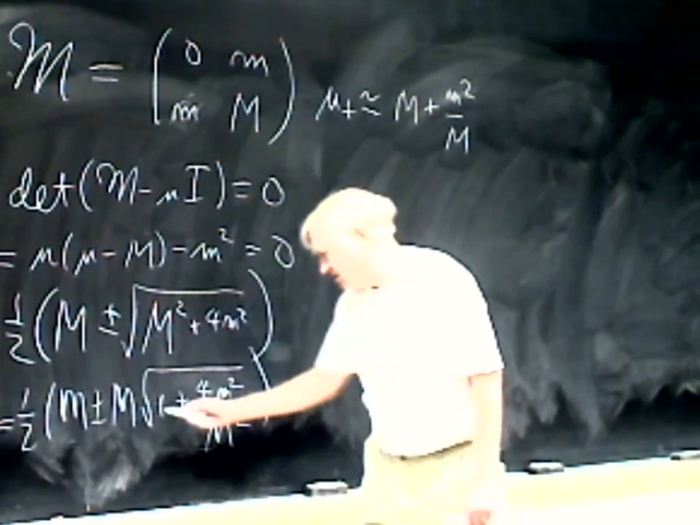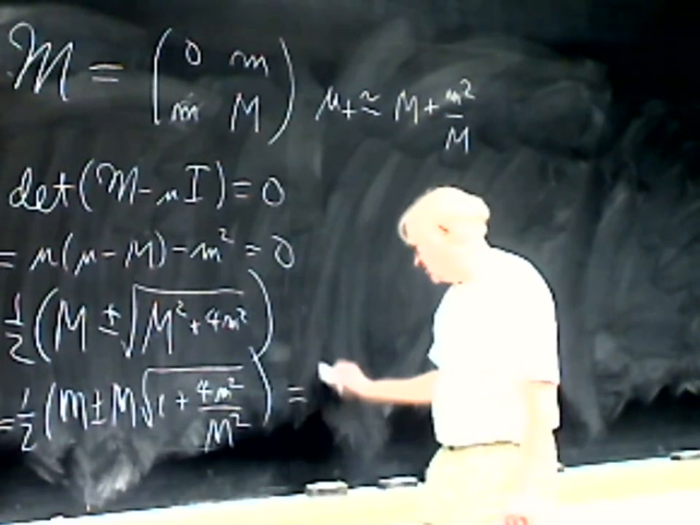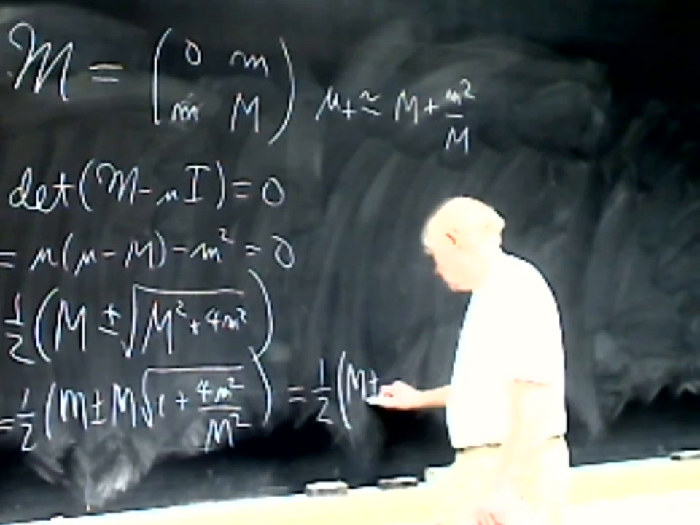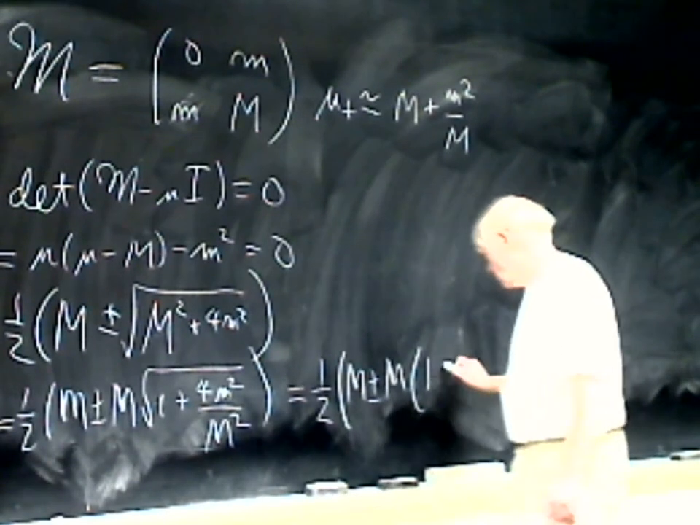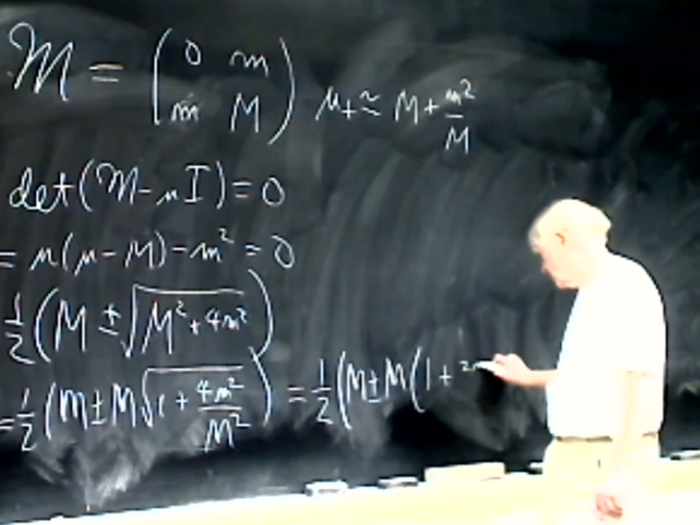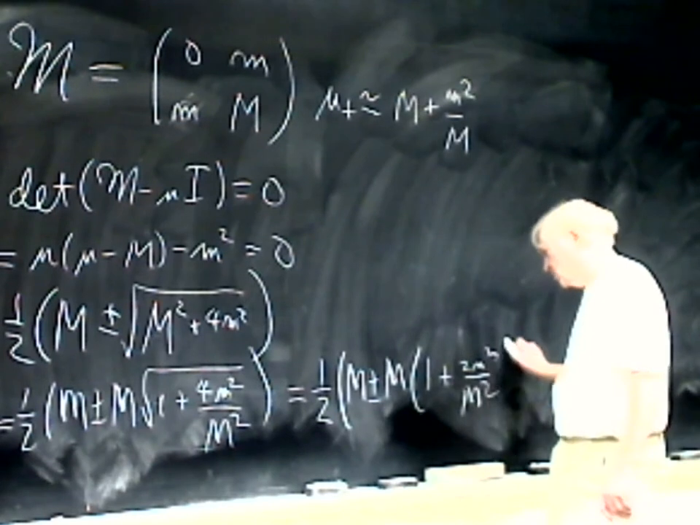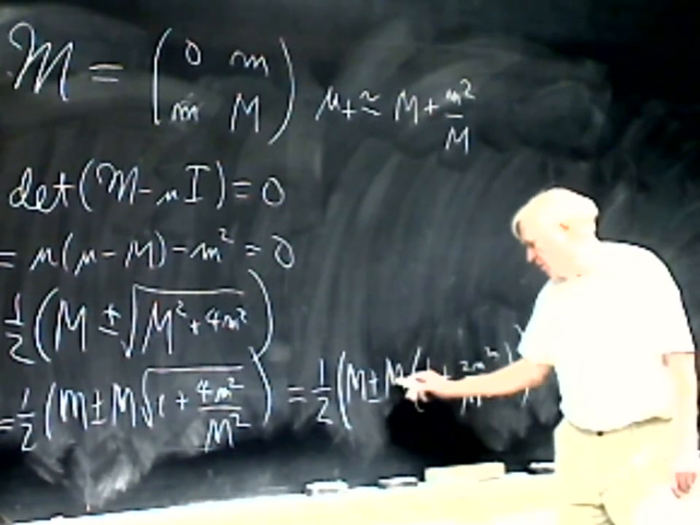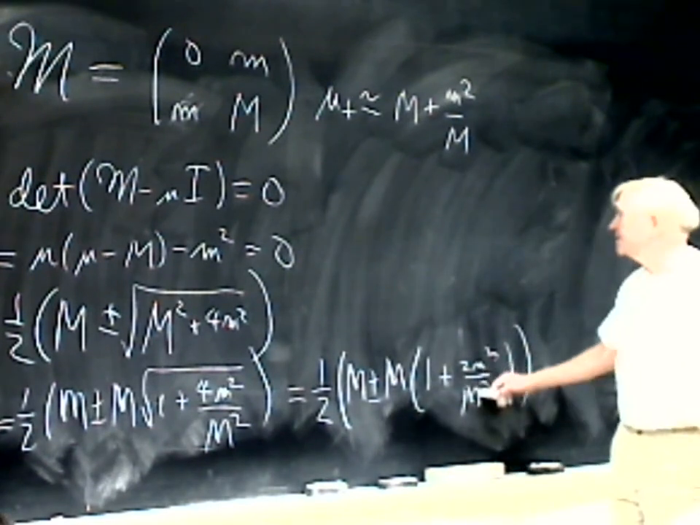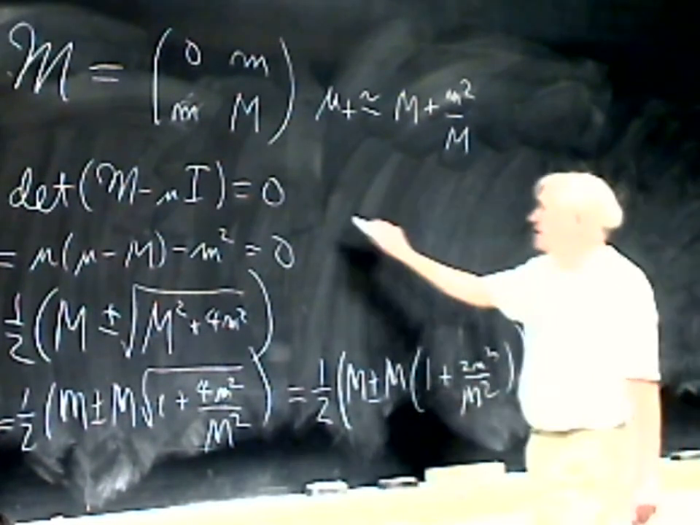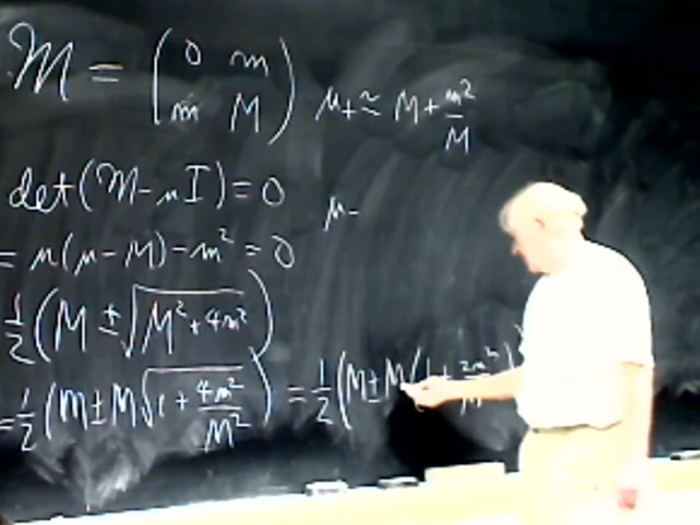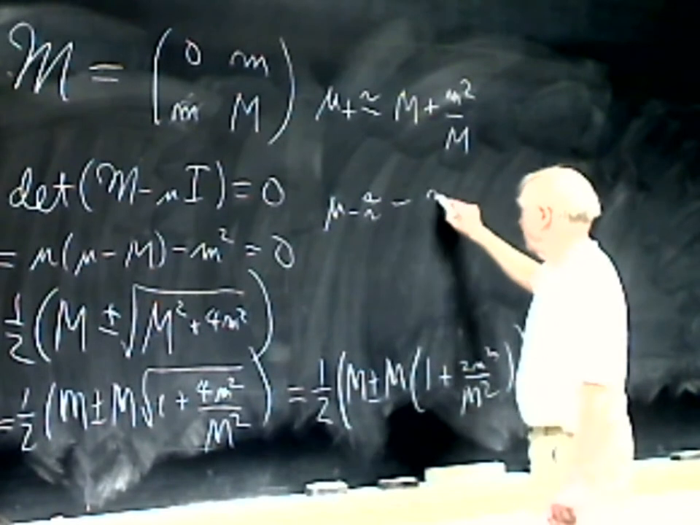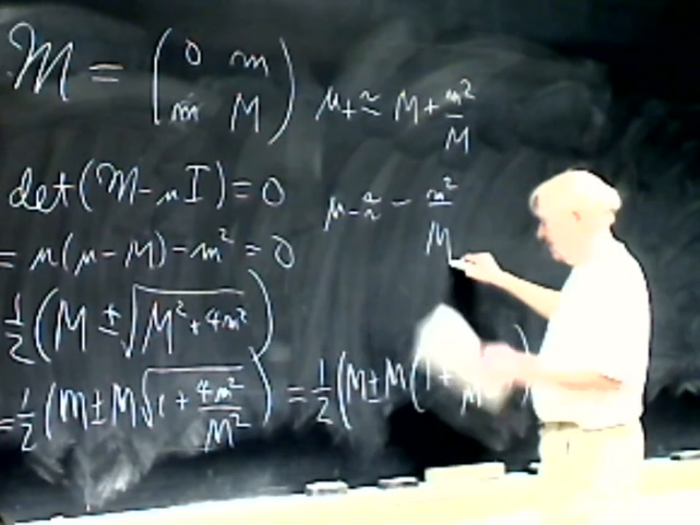So we get 1/2 (M plus or minus M) times (1 plus 2 m squared over big M squared). And so the plus case gives you 2M plus 2 this, and dividing by 2 you get that. The minus case is where the M's cancel, and you get minus m squared over big M.